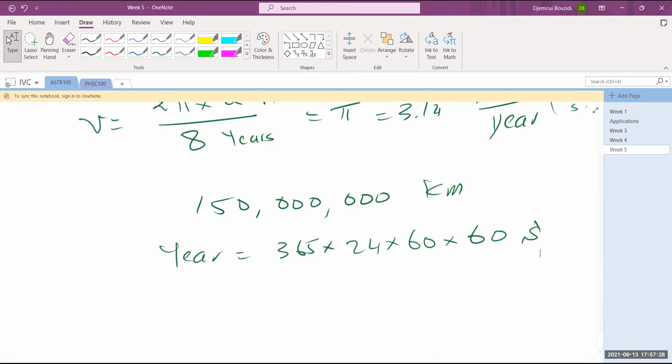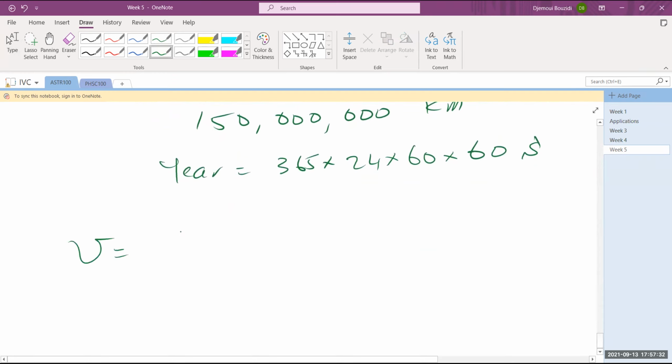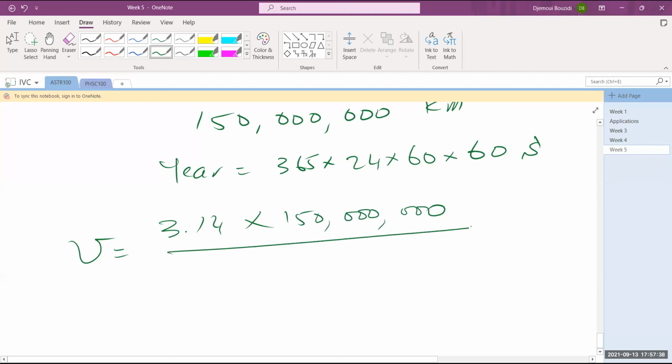So now I plug in everything in the calculator, and I should find the speed, v, which is pi, 3.14, times 150 million, divided by 365 times 24 times 60 times 60. This is going to be in kilometers per second, okay?